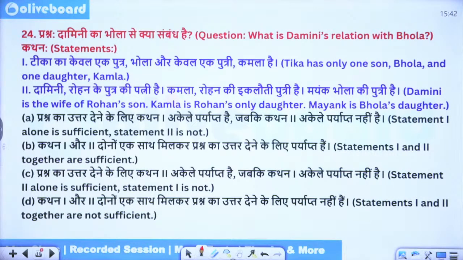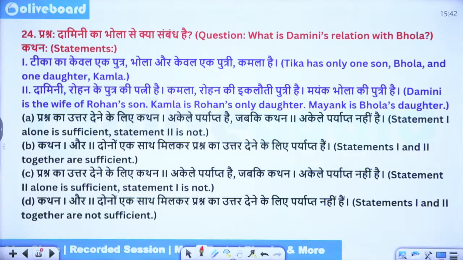What is Damini's relation with Bhola? What is Damini's relation with Bhola? So now look at the options again. Statement 1 alone is sufficient, 2 is not. 1 and 2 together are sufficient, 2 alone is sufficient, and 1 and 2 together not sufficient. Perfect. Easy question. This is normal.